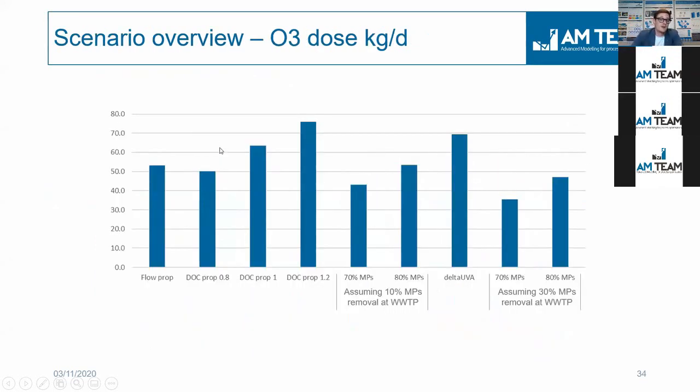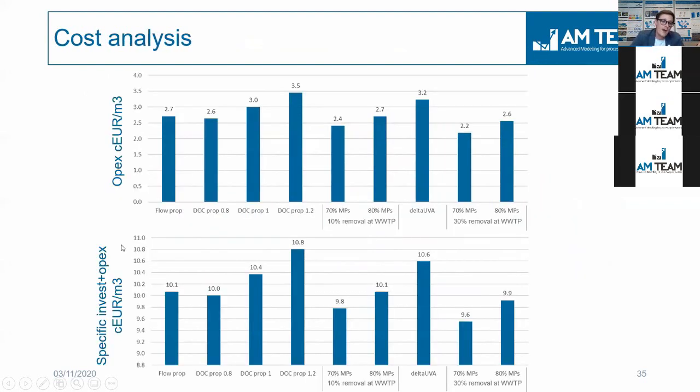An interesting output of such an exercise, including flow rate changes, is how many kilograms per day of ozone you need in all of these runs. And also, what is the OPEX? What is this OPEX plus investments you have, for example, in euro cents per cubic meter? Quite high at this plant because it's a very small plant. But you can visualize all of these things and then start playing with your dosages.